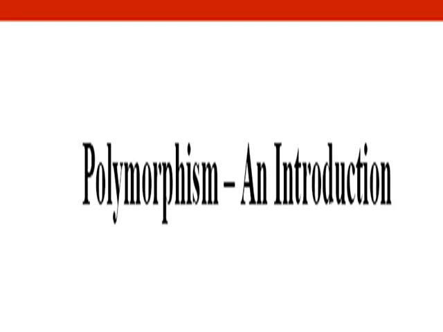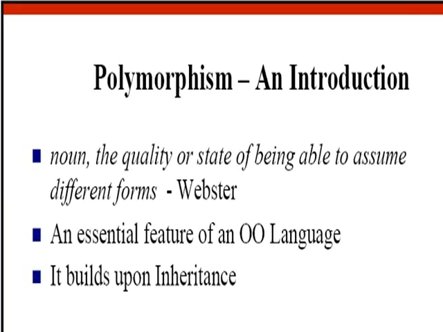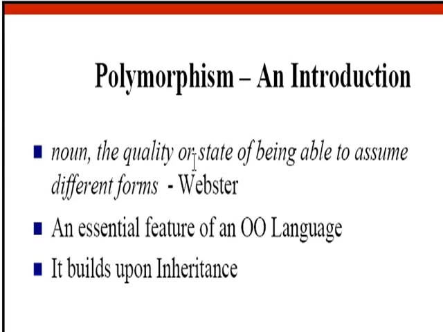This video is about polymorphism. The basic definitions of polymorphism. So what is polymorphism? If we talk about here, this is the Webster Dictionary definition, which is a noun and which says a quality or a state of being able to assume different forms.